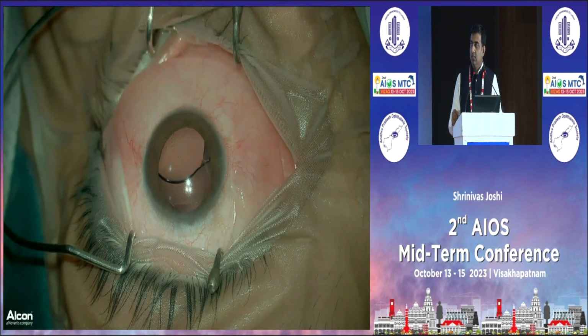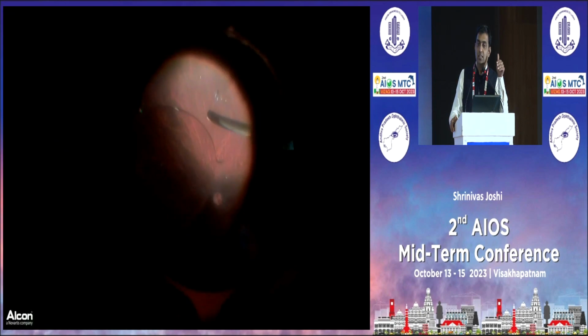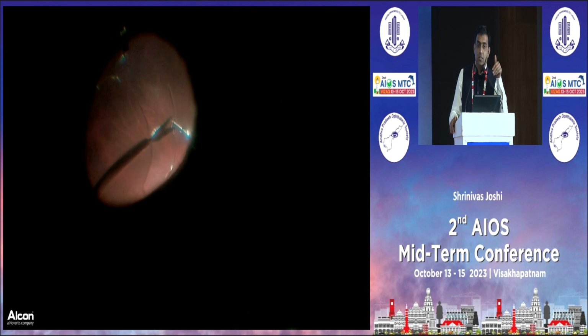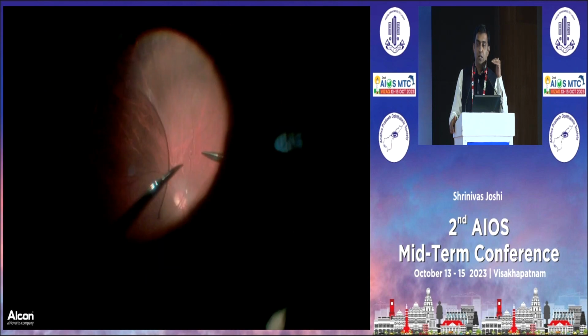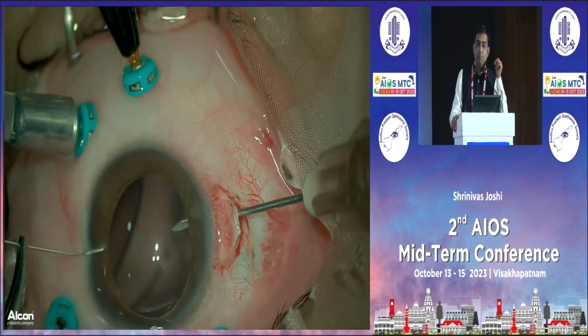So this is also a very interesting and very simple technique of how we can handle these kinds of aphakics. Now this is another interesting case where we call it a dangling SFIOL. You can see one haptic of the SFIOL is dangling. Now instead of removing the whole SFIOL and putting it back, what we can do is repair the same dangling haptic.